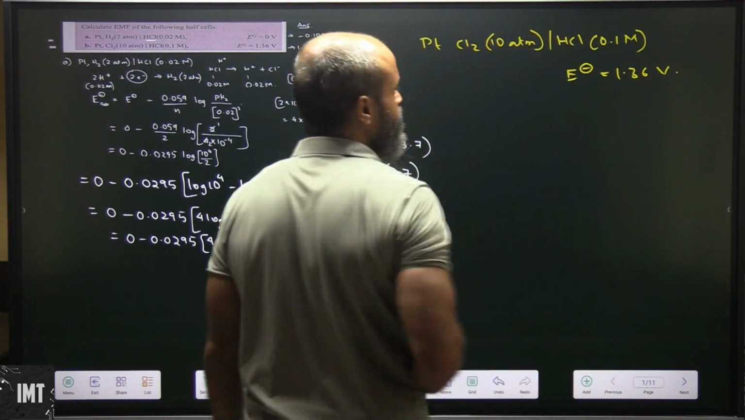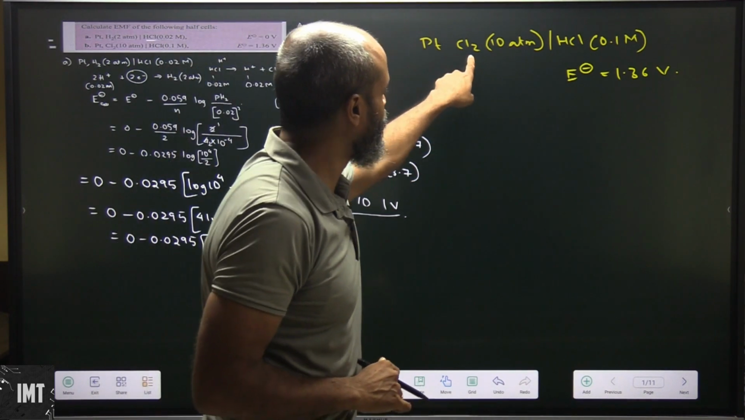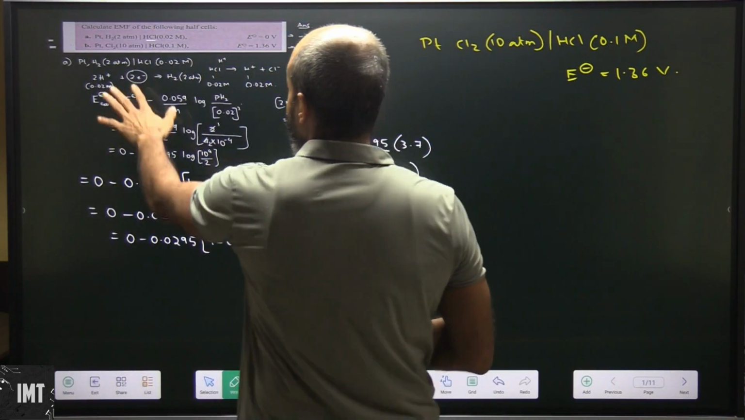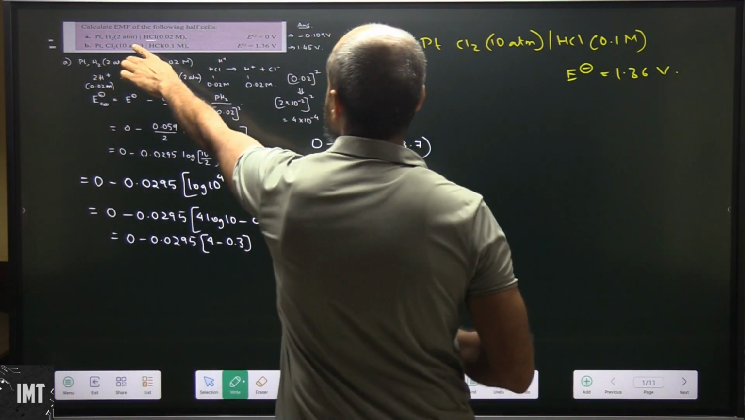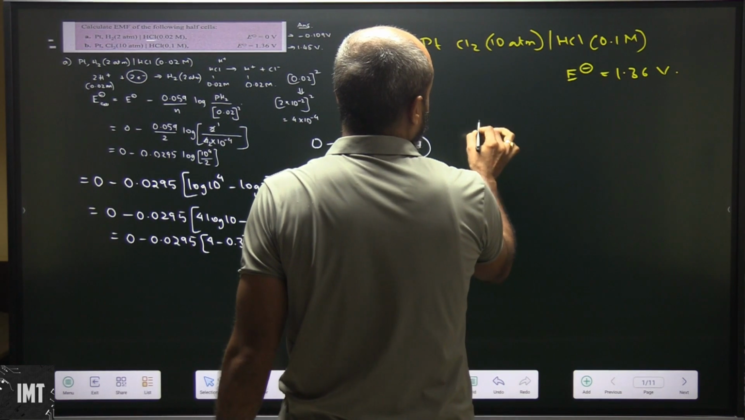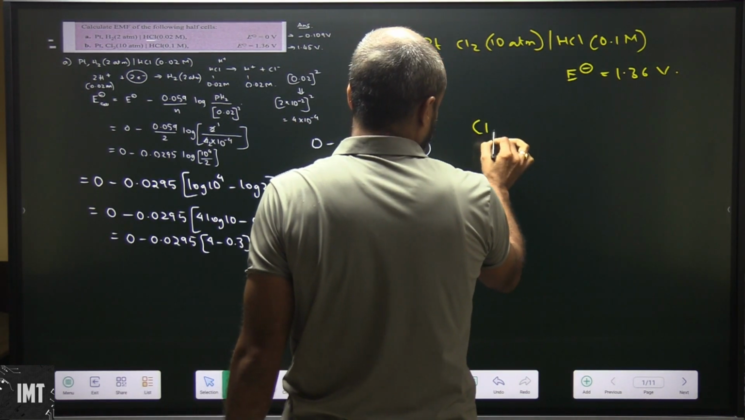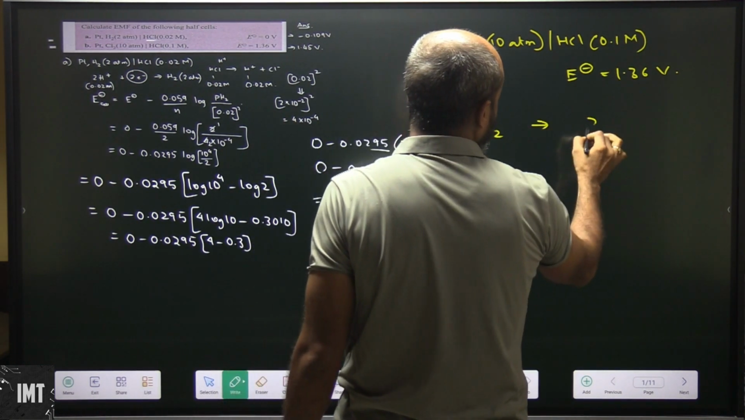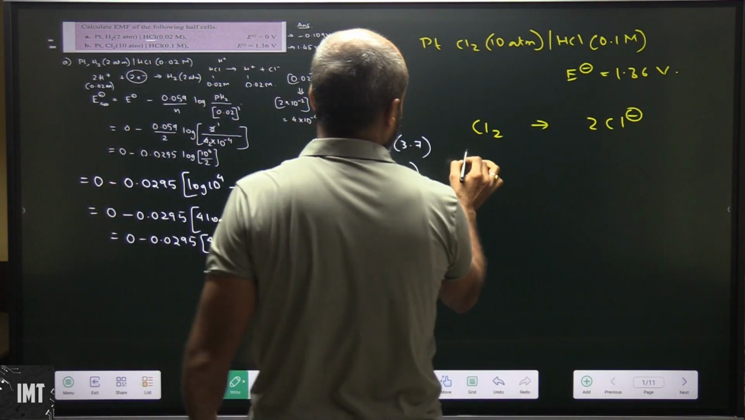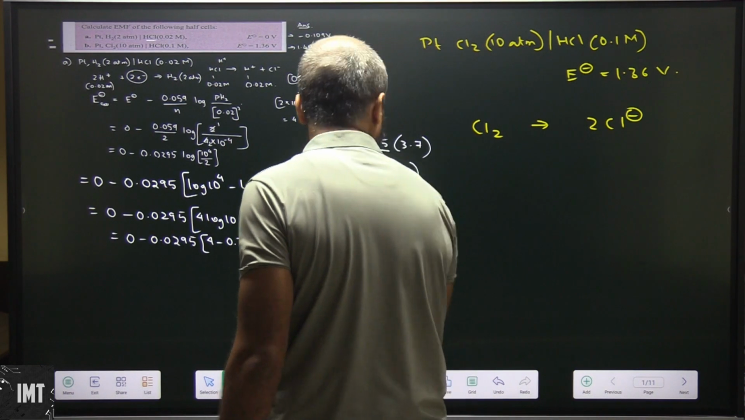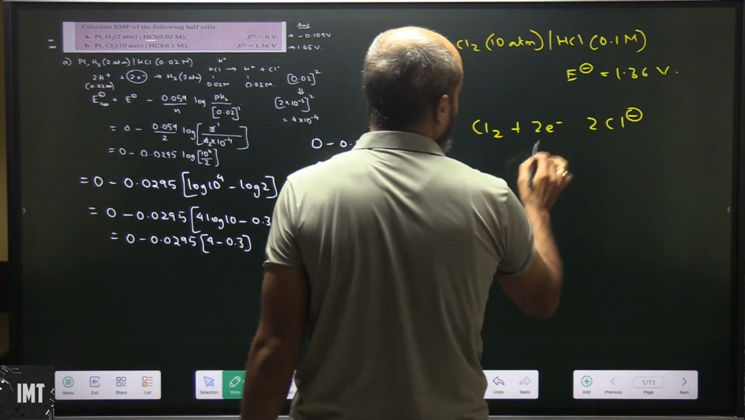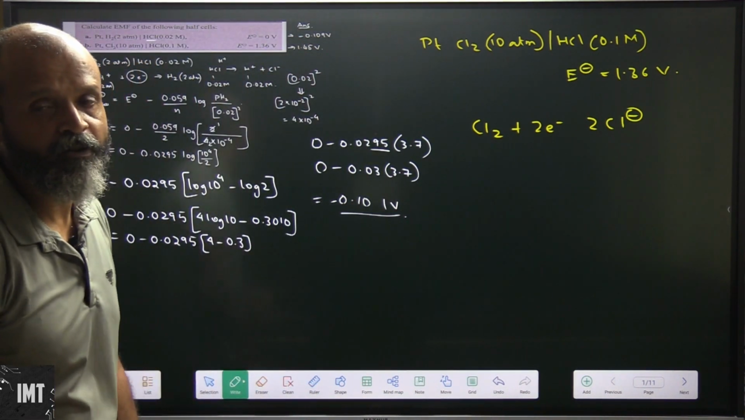So what can we represent here people? Here obviously Cl2 is getting converted into Cl minus. In this case it was 0 potential, so there 2H plus was getting converted into H2, but here Cl2 is getting converted into 2Cl minus. And how will this happen? Obviously by the acceptance of 2 electrons, one for each chlorine.